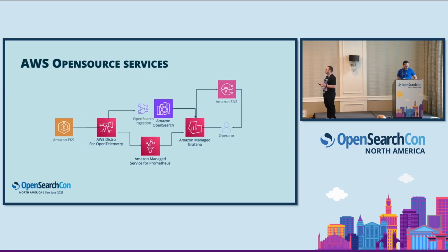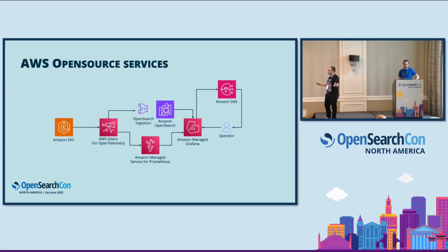But a more complete visualization would include the source, which is an application running in Amazon EKS, and OpenSearch Ingestion between AWS OpenTelemetry and Amazon OpenSearch. The reason we have OpenSearch Ingestion there is that we're going to use it to convert our signals that come in OTLP format, that is the OpenTelemetry Protocol, into Amazon OpenSearch document format.